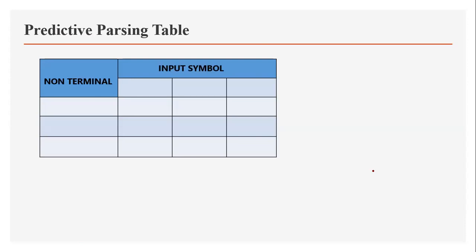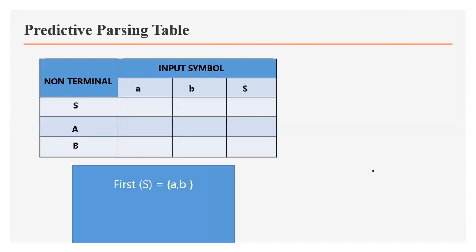Non-terminals are S, A, and B, and input symbols are A, B, and dollar. Now, according to first of S, which is A comma B, you have to include the S production. S derives AAB on A. S derives BBBA on B. Next, first of A is epsilon. First of B is also epsilon. So you will not fill anything into the table for these.